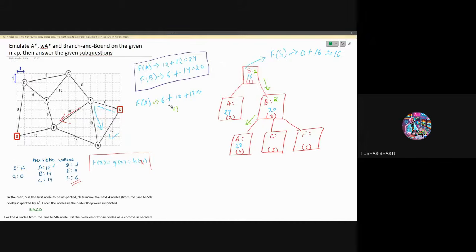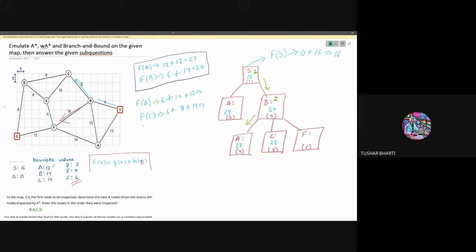Similarly, we will calculate for f of C. F of C will be S to B, 6, plus B to C, 8. This is the g of x value: 6 plus 8. Now the heuristic value of C is 14. We will add this: 14 plus 6 is 20, plus 8 is 28.